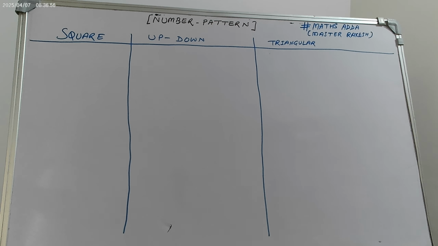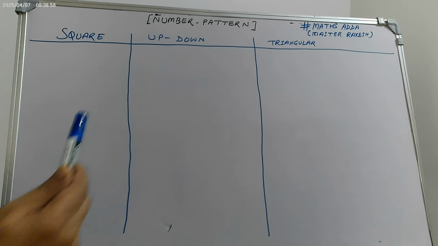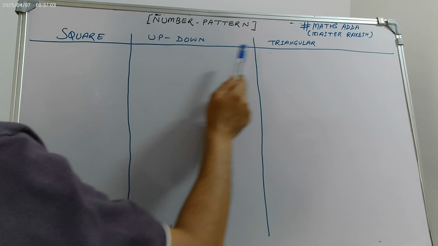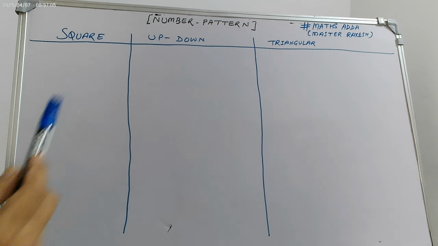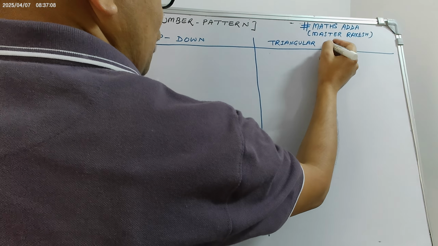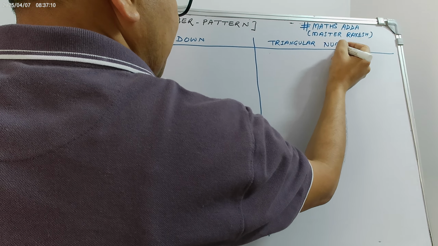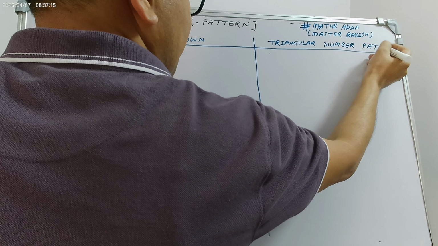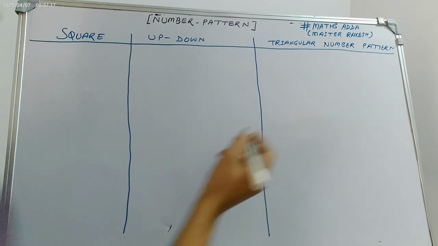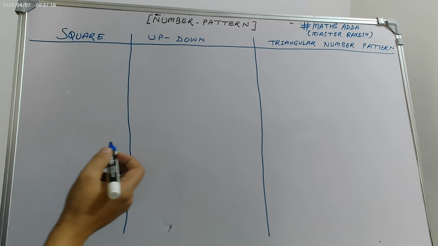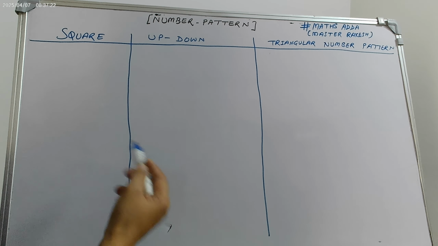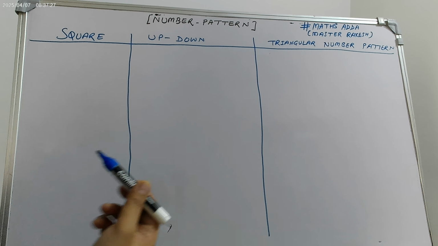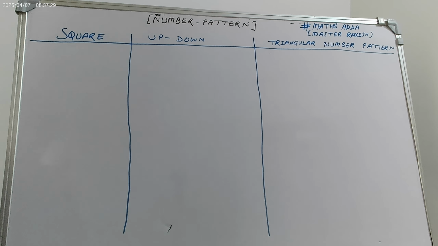Today we are going to learn about number patterns. We'll start with the square pattern, then the up and down pattern, then triangular numbers. Whether you write triangular numbers or triangular number pattern, these are the three basic patterns we will learn. In the next phase we will learn other patterns like cubic patterns, hexagonal patterns, and many more. So we'll start with the square patterns.